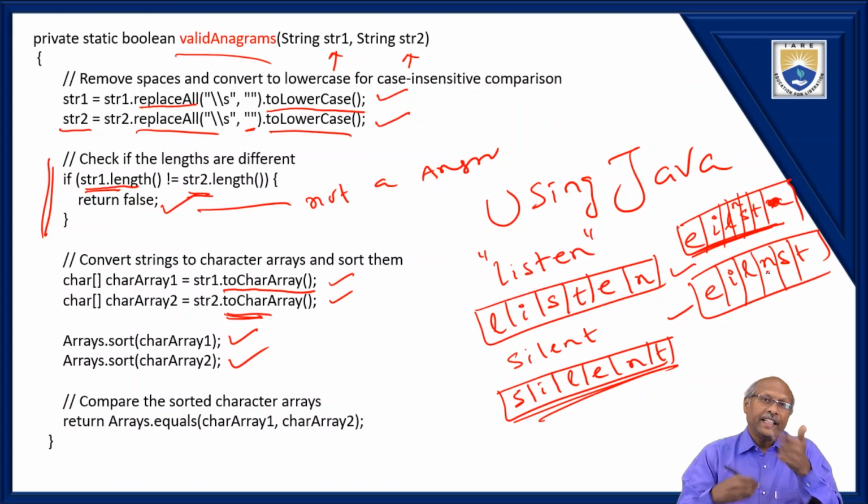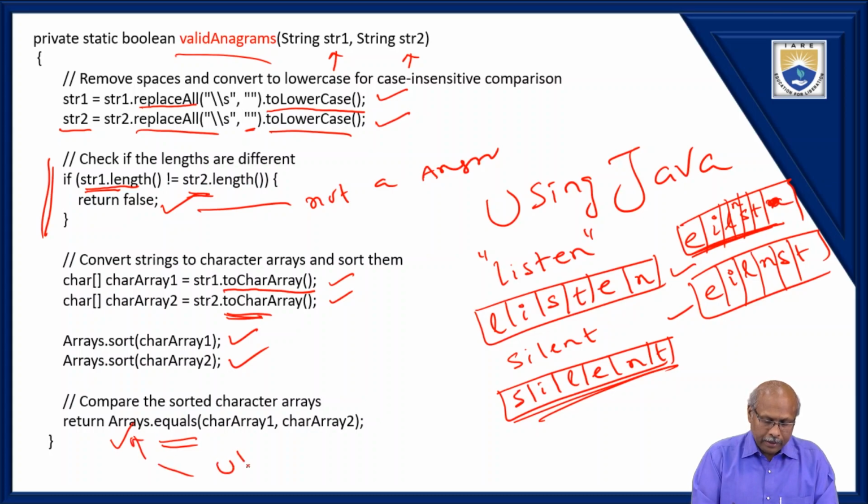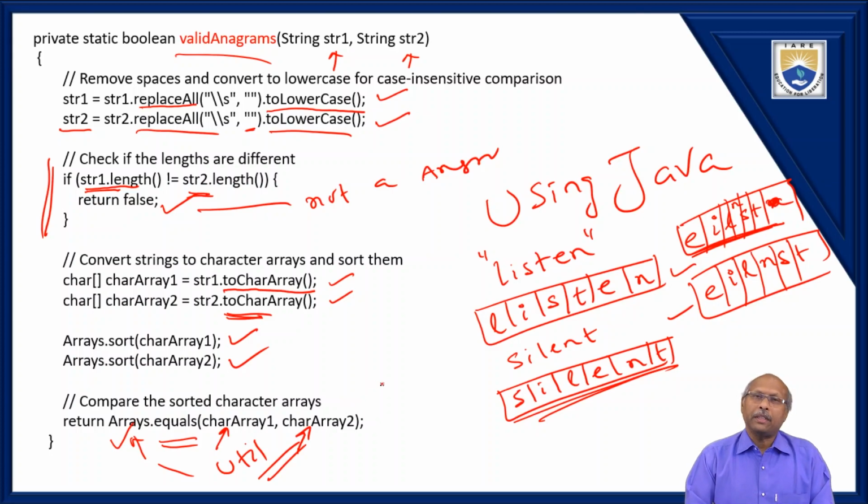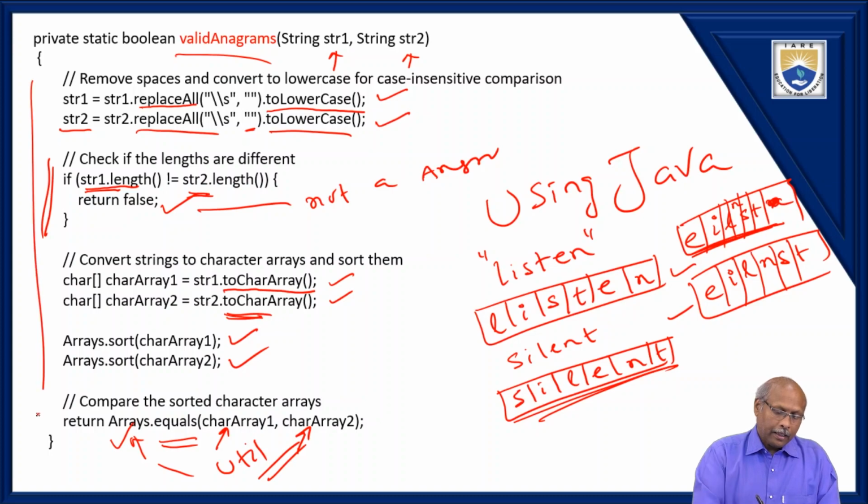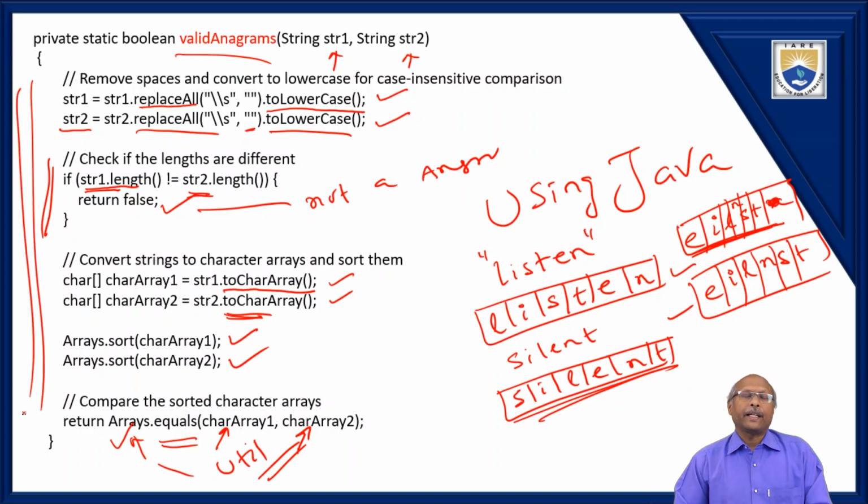So that means the same array is rearranged. Now I will check whether both arrays are equal or not. For that there is a method called the equals method of the Arrays class. This Arrays class is a built-in class available in the util package. So I will call Arrays.equals by passing the two character arrays. If both are equal, it returns true, otherwise it returns false. If it returns true, it is an anagram. If it returns false, it is not an anagram. So this is the implementation style of anagram checking.